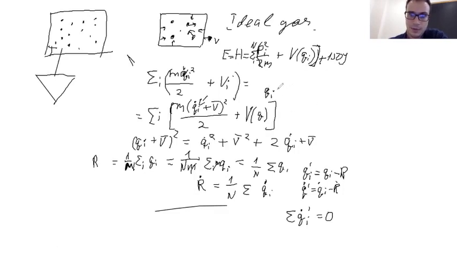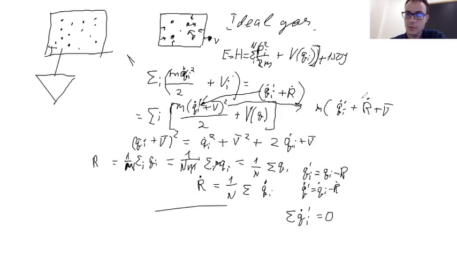Qi prime plus r dot dot. So if we substitute instead of the old Qi, we see that what's inside these brackets is merely Qi dot prime plus r dot plus v bar.